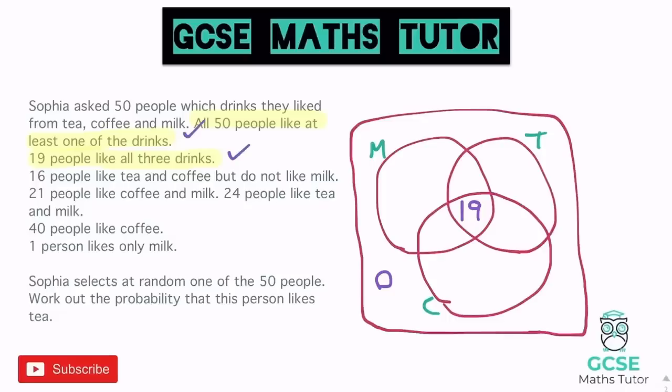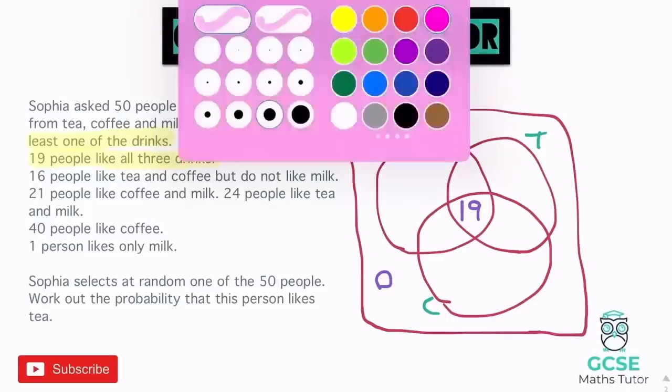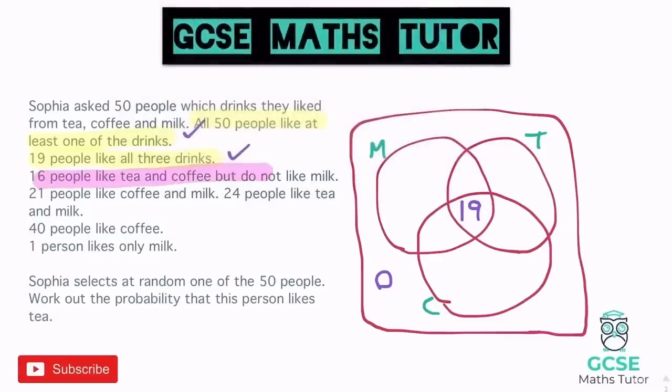So that next one says, it says 16 people, I'm going to swap to a different colour here, it says 16 people like tea and coffee but don't like milk. So the people that like tea and coffee are going to be in the crossover between the T and the C circles, but they do not like milk, so that's fine, we can put them in there, 16 that like tea and coffee but do not like milk. There we go, tea and coffee but don't like milk.